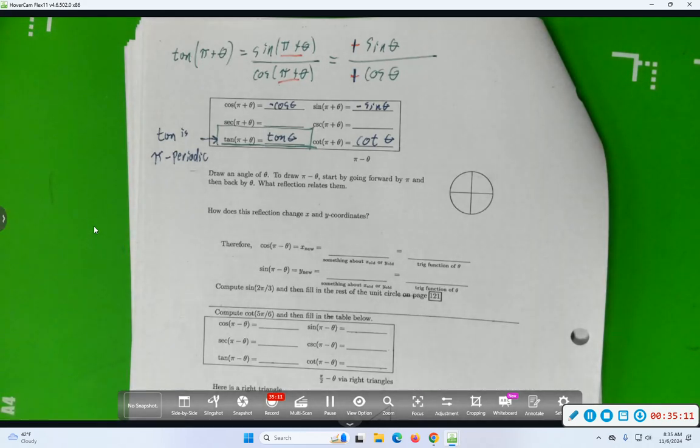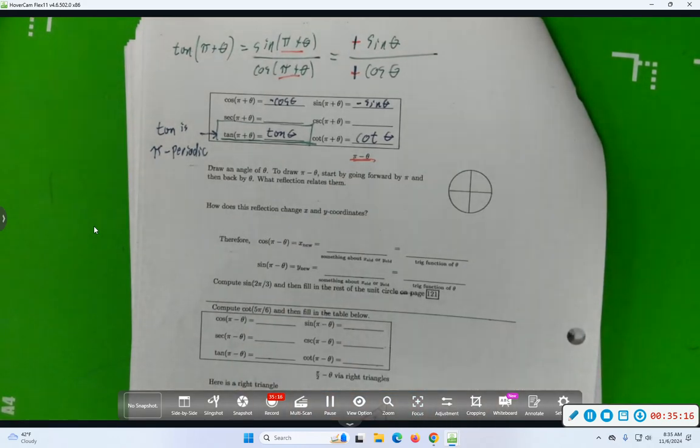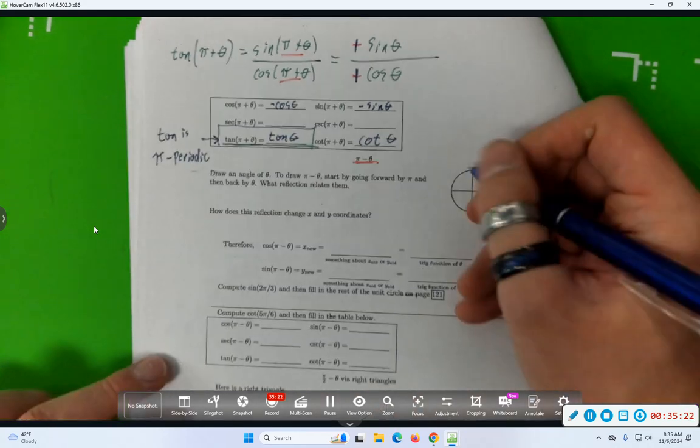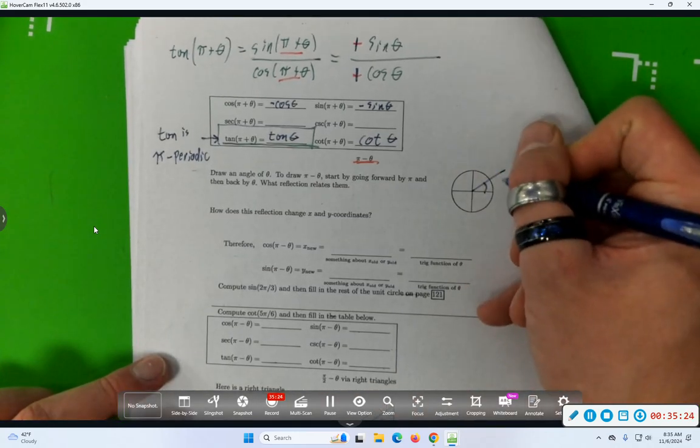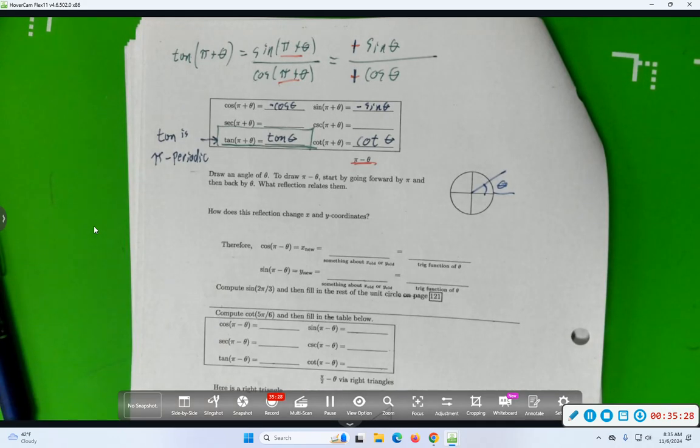Let's do this next one, and it's going to feel very similar. We're going to perform a very similar analysis again. Pi minus theta. So, same first step. Start by drawing an angle of theta. Now let's think about pi minus theta. And it'll be very much the same reasoning.